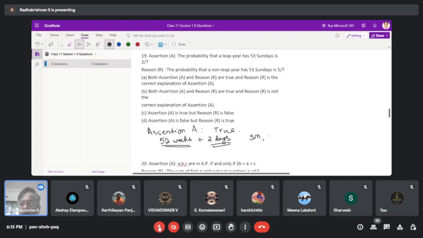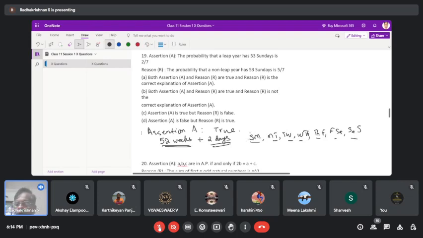It can be Sunday, Monday, or Monday, Tuesday, Tuesday, Wednesday, Wednesday, Thursday, Thursday, Friday, Friday, Saturday, Saturday, Sunday, because they are 2 consecutive days, no? So those 2 extra days, the possibilities are these only.